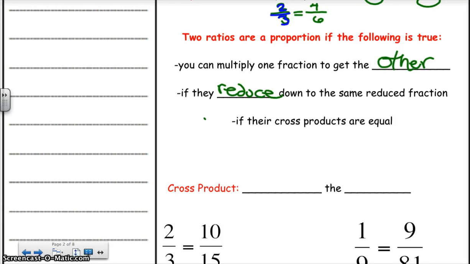This is the biggie. Highlight that any way you choose, but this is how we are going to check if they're proportionate. If their cross products are equal to each other, then they are proportionate. You're going to be using cross products for the remainder of this unit.